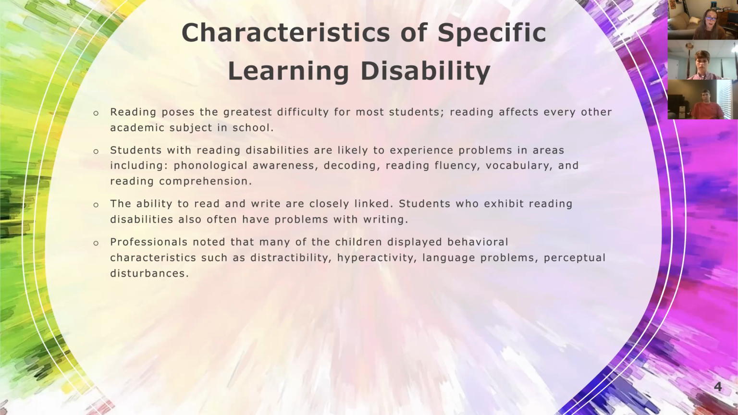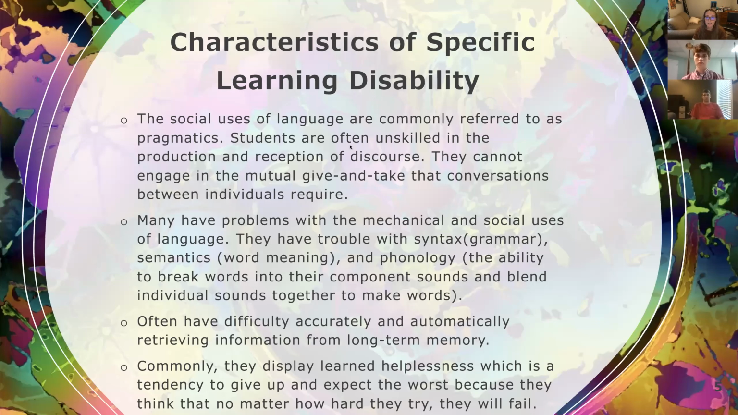most of the time. Many professionals have noted that there are many children that have specific learning disability that display behavioral characteristics. Some of these characteristics include distractibility, hyperactivity, perceptual disturbances, or language problems. In addition, a lot of students that have a specific learning disability struggle with the social uses of language. These are referred to as pragmatics. So students are often unskilled in the production and reception of discourse. They're unable to engage in the mutual give and take that conversations require between individuals.